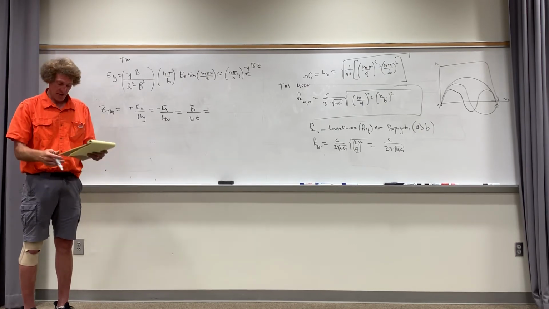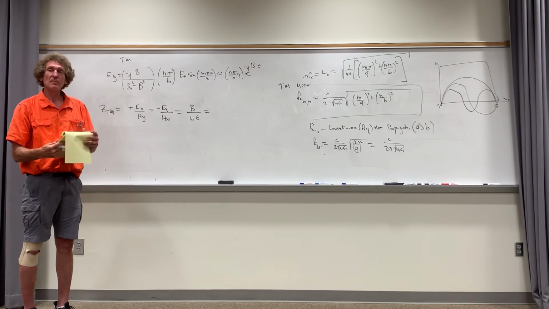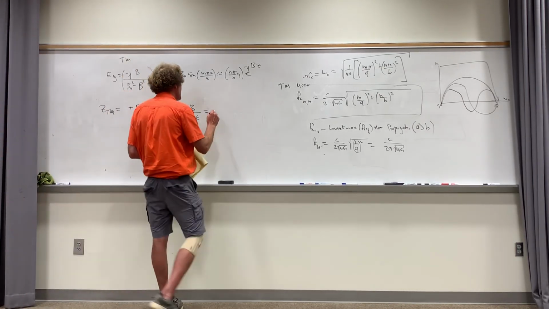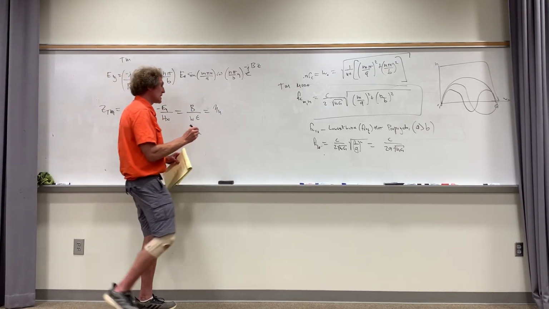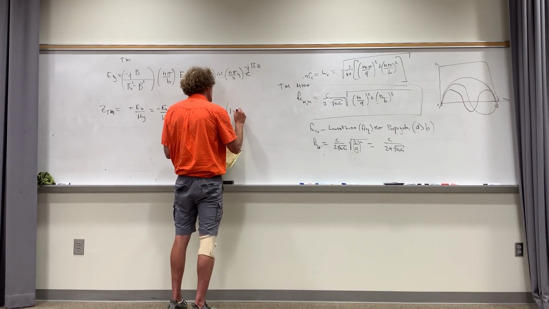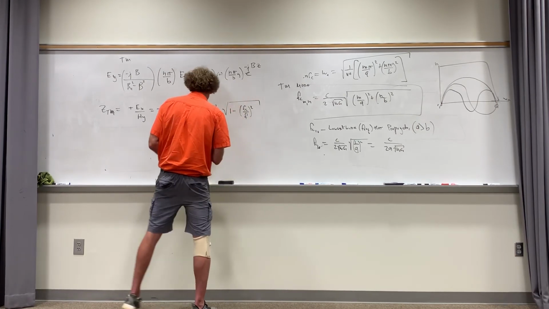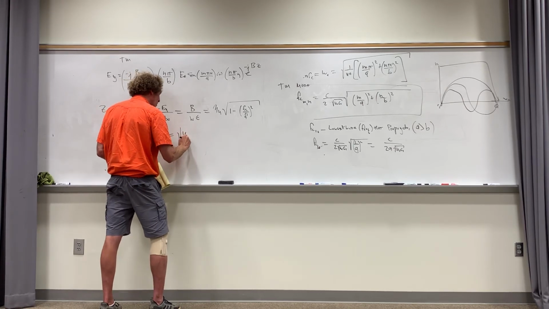And I'm going to tell you right now, I'm about out of time to do this, but what it'll come down to is this. I don't have time to prove this. This will come down to the intrinsic impedance in the guide times the square root of 1 minus the quantity f cutoff over f squared. Now I'm going to explain this. The eta here is equal to the square root of mu over epsilon.